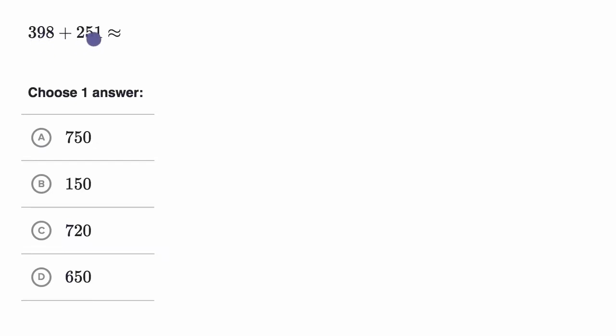We, of course, could maybe take out some paper, or you might even be able to get the exact answer in your head. But in everyday life, if you're at the supermarket and, okay, I guess it would be an expensive supermarket, something is $398. Something else is $251. Roughly, how much would I be spending if I bought both of them?